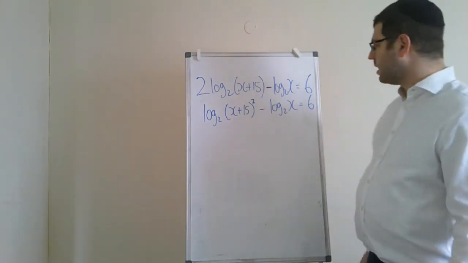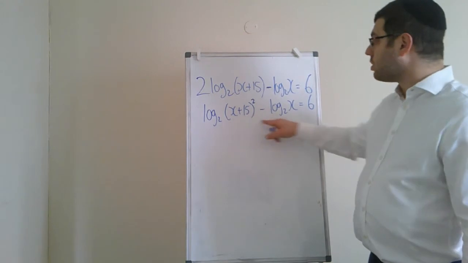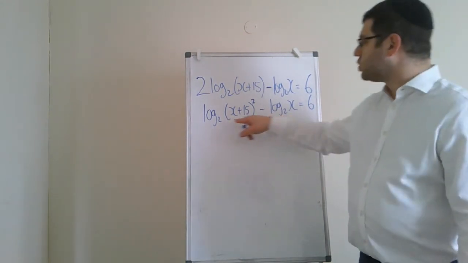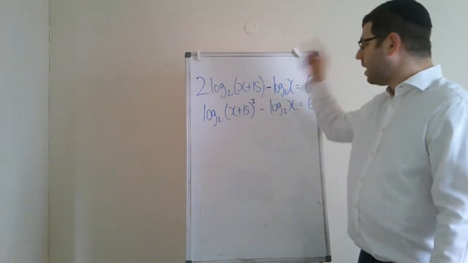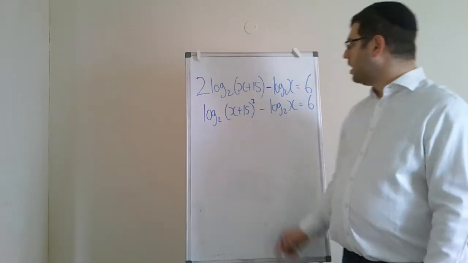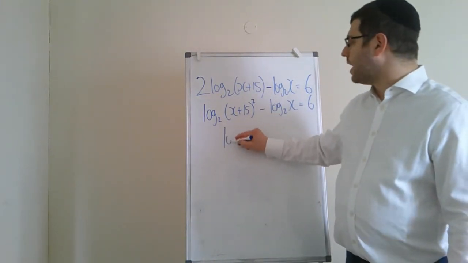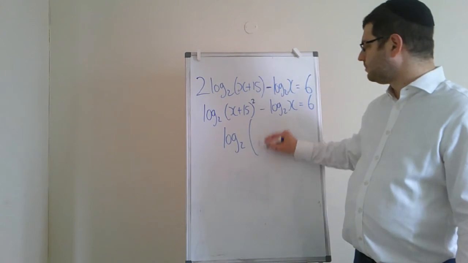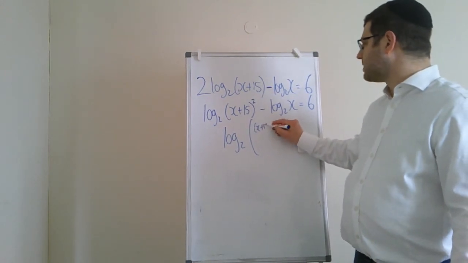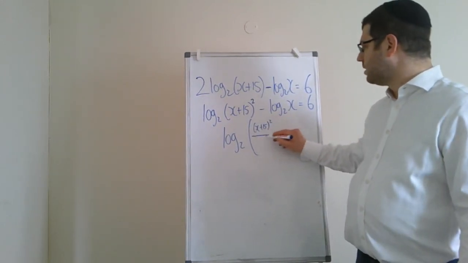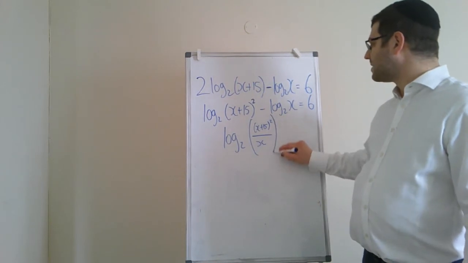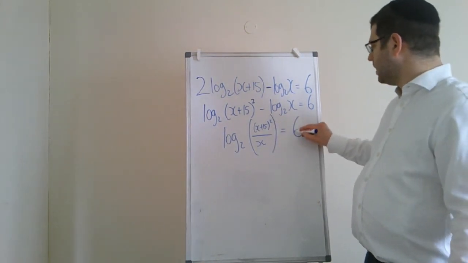It doesn't really matter. Now we can combine the 2 logs, because when you can combine 2 logs is when the coefficients are 1 and you've got addition or subtraction. It's subtraction here, so we will divide. So we'll do log 2 of x plus 15 all squared over x is equal to 6.